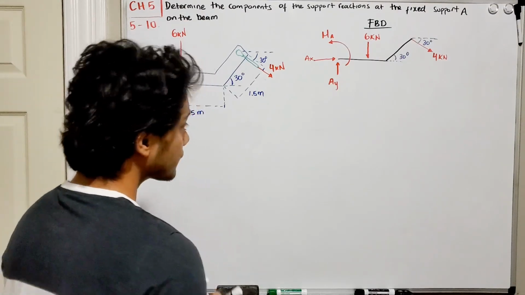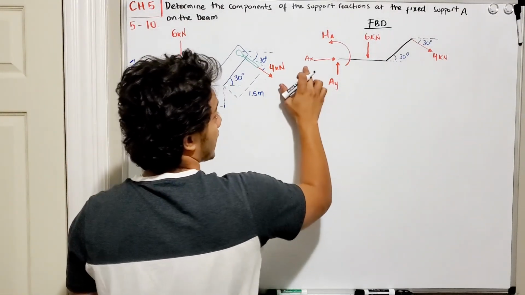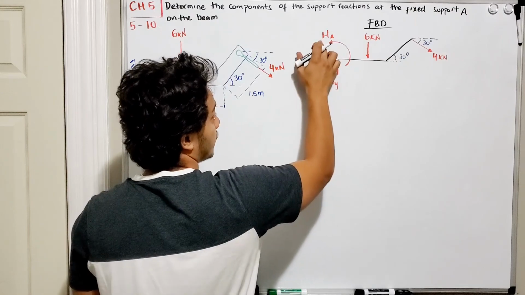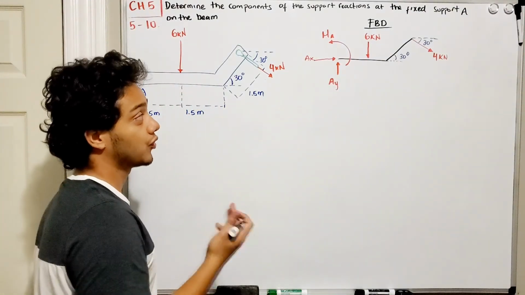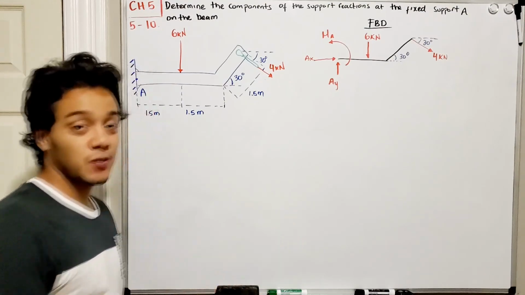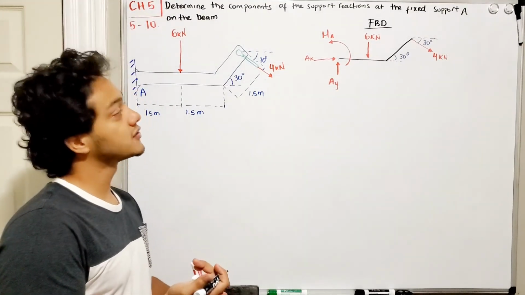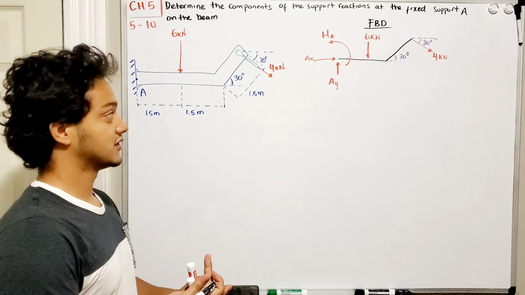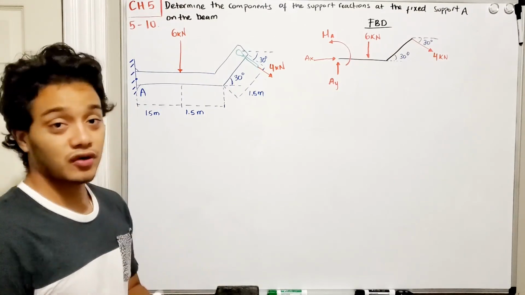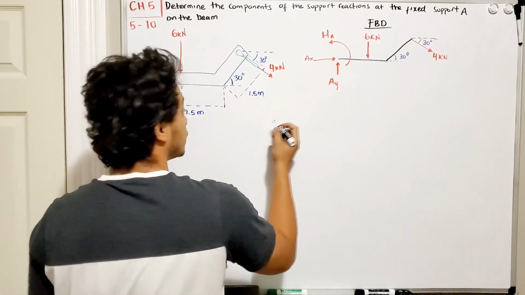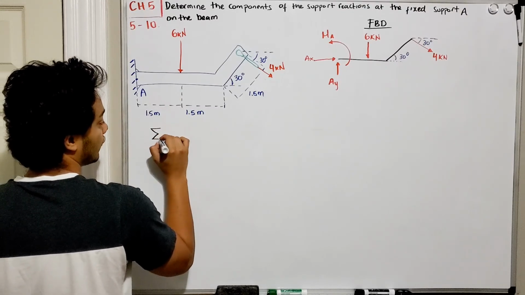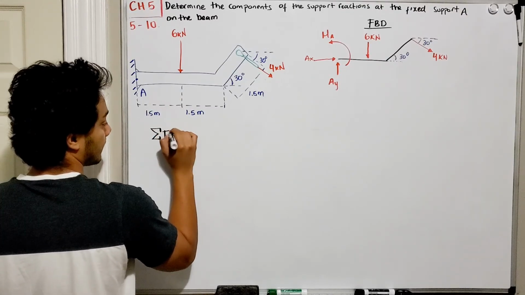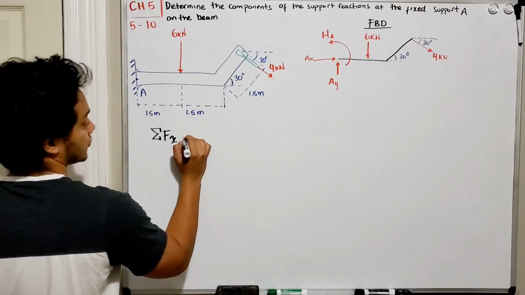Now, if I want to find Ax, Ay, and the moment with respect to A, which are three unknowns, I have to do three equations. Well, which equations are we going to use? We're going to use the summation of forces in the x, summation of forces in the y, and the summation of moments. So it's something we've been doing all along. So let's start with the summation of forces in the x direction, okay?